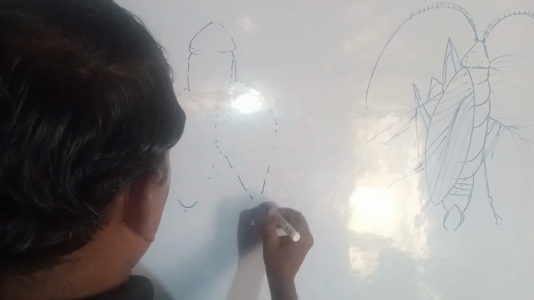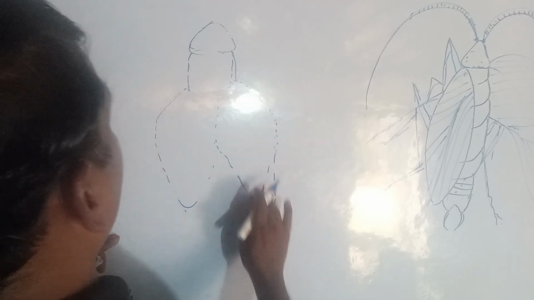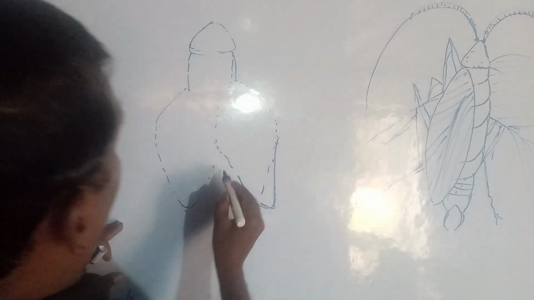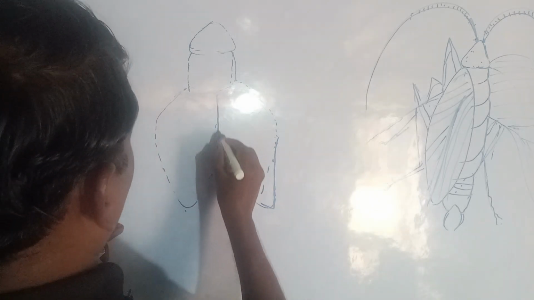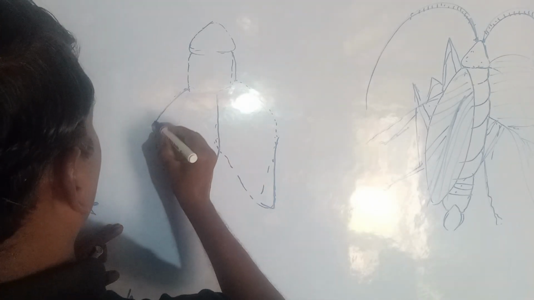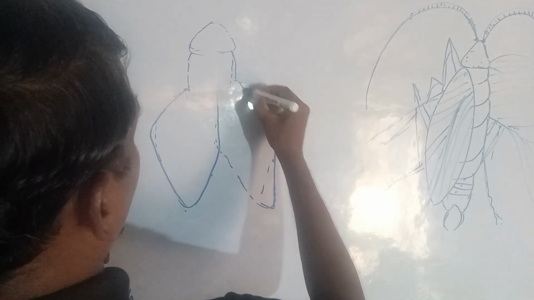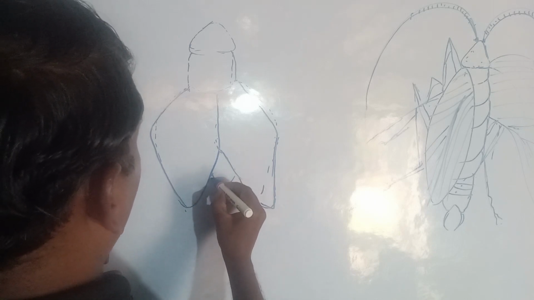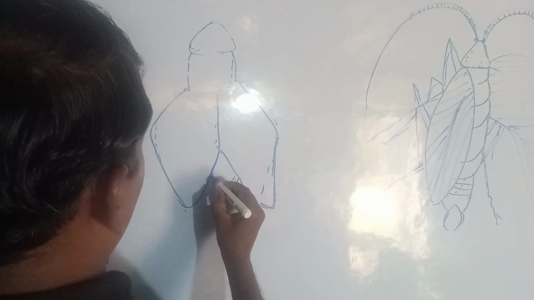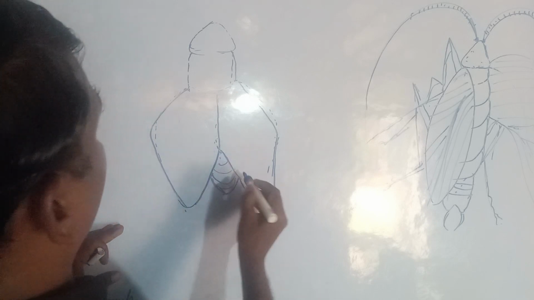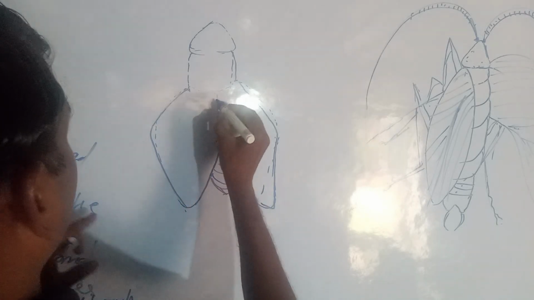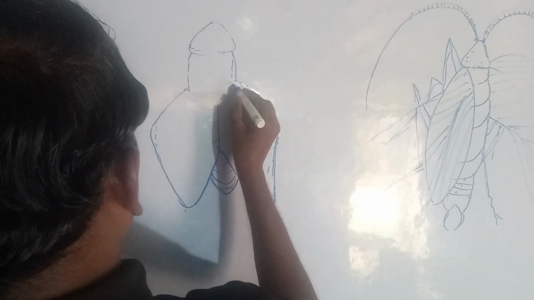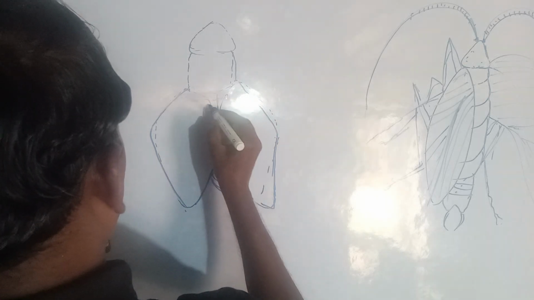We can see the differences clearly here. Finally, if we draw these structures, we can see it like this. And this is the wings of Musca domestica. Here are the structural features in which Musca domestica can be seen clearly.